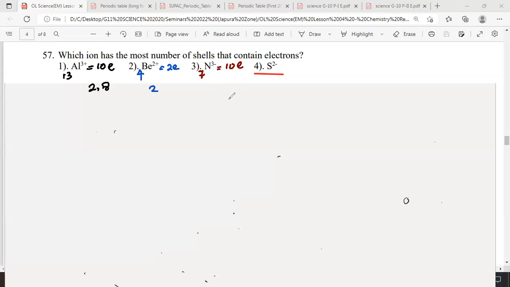Then you get 2, 8. 10 electrons in 2, 8. Here 2, 8. Here just 2. So only 1 shell here, 2 shells here.